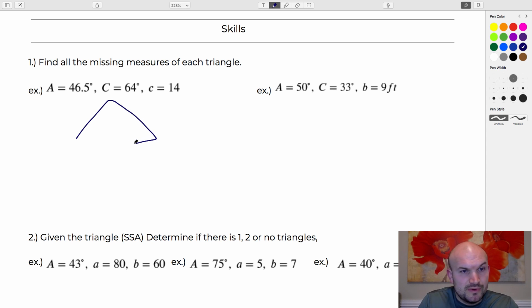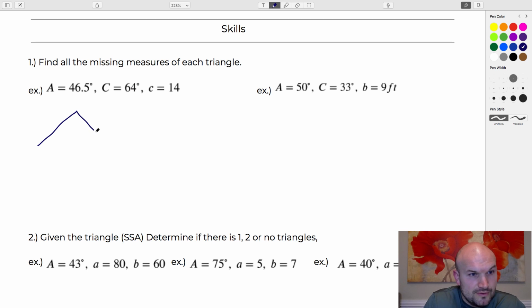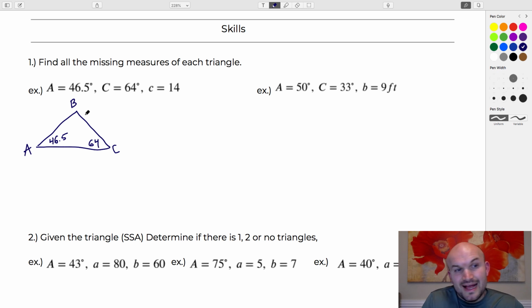Doesn't need to be perfect, but we just want to get a general idea, and I didn't really think about trying to draw this with this tablet. All right, so we have A. Let's call this B, and let's call this C. So therefore, this is 46.5. C is 64.